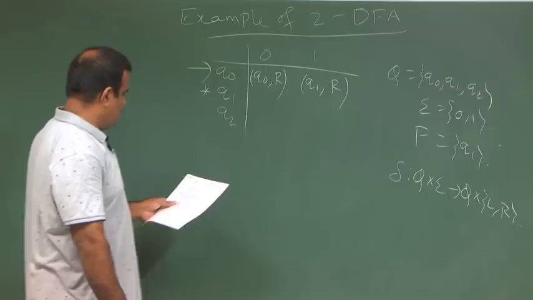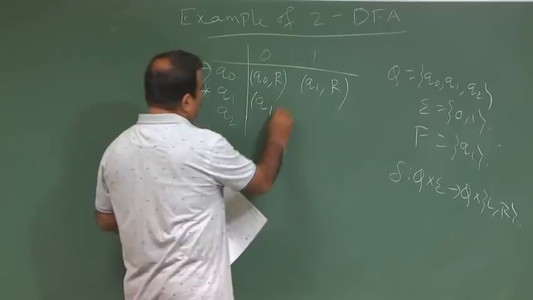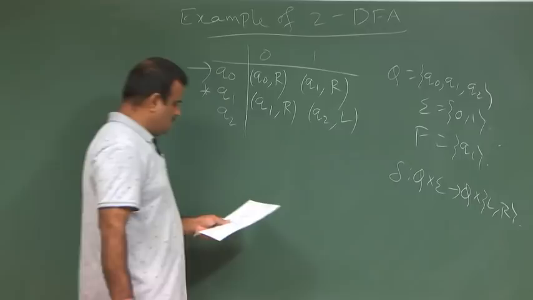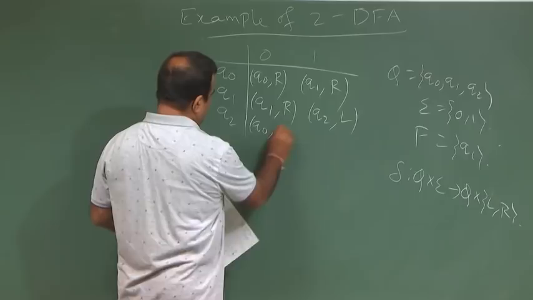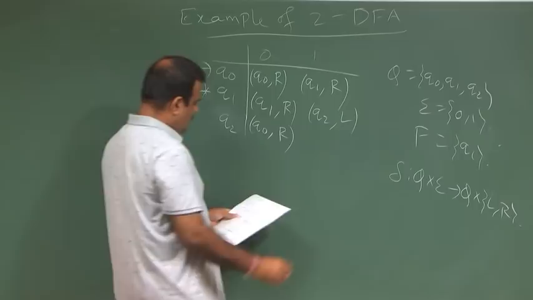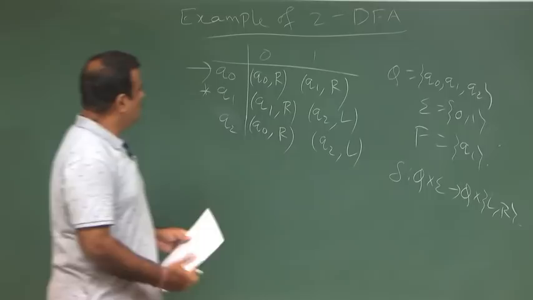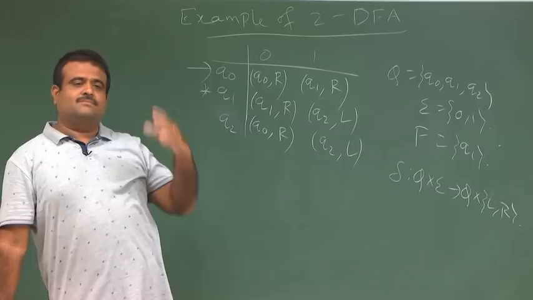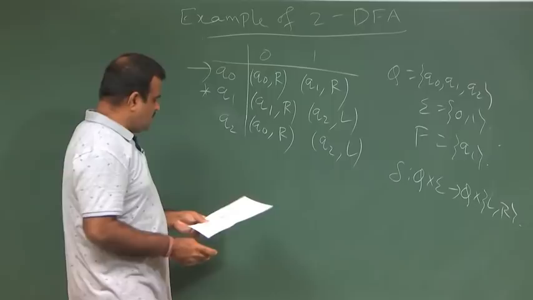With Q1 and input 0 you go to Q1 and move R, and with 1 you go to Q2 and move L. Similarly, with Q2 and input 0 we go to Q0 and move R, and with 1 we go to Q2 and move L. So, this is the transition rule, and here we are indicating the next position of the tape head after reaching that state.